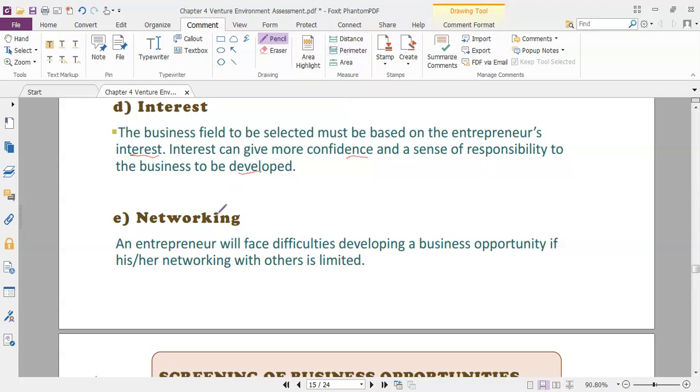That is networking. How to make your products and you well known to all the people is to create marketing. An entrepreneur will face difficulty developing a business opportunity if networking with others is limited. If people do not know what you sell, how can the customer have knowledge about the product? Your product. So networking is very important.